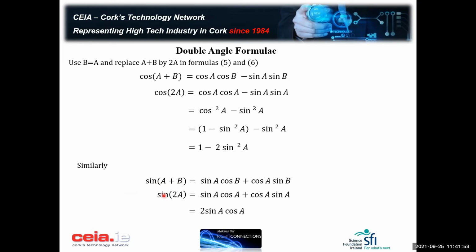For the sine 2A, it's a bit simpler. It's just replace B by A in the compound angle formula, and you get 2 sine A cosine A. There's not much you can do with that.